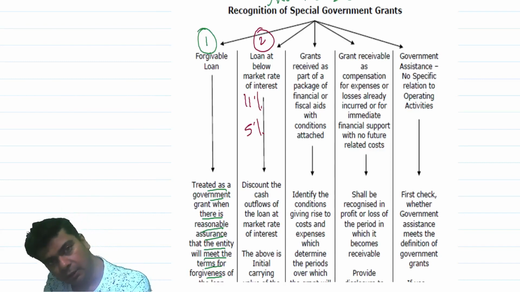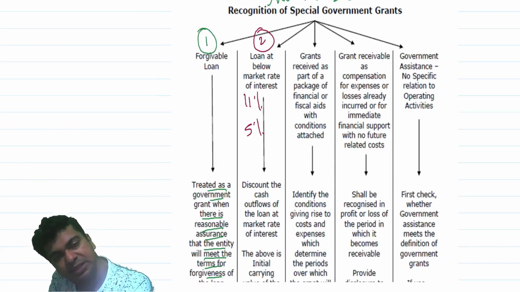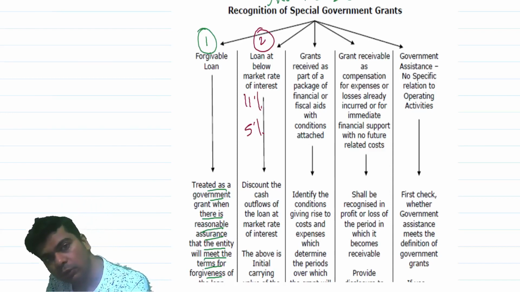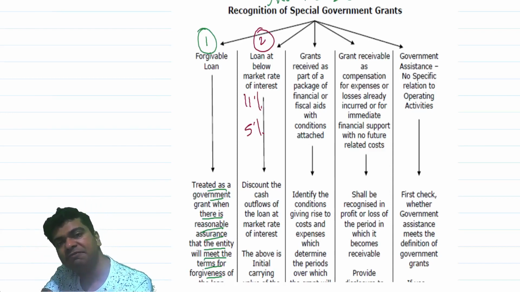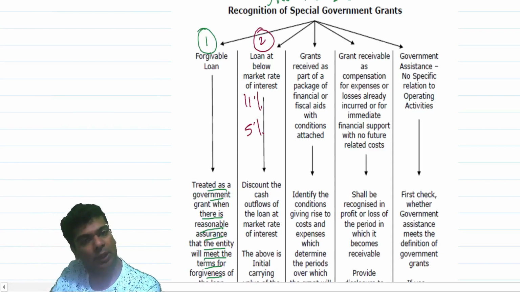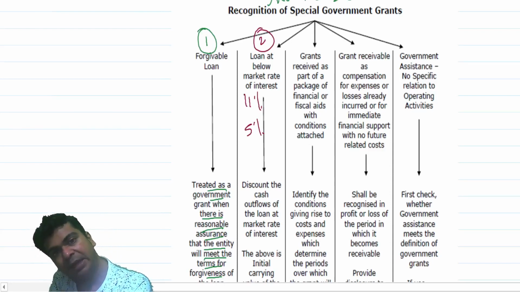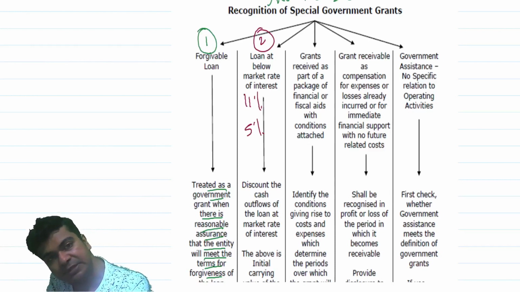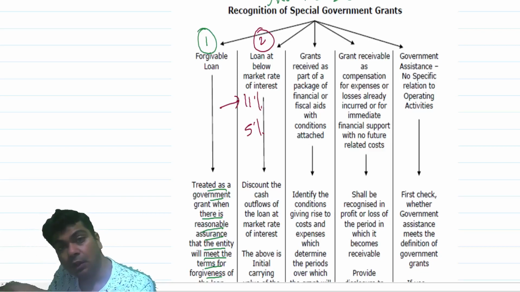What to do here? Ind AS 109 suggests that whatever are the cash outflows of this loan, you have to pay interest at 5%, so that is a cash outflow. Ultimately, the loan will be repaid, so that is also a cash outflow. These cash outflows should be discounted at the market rate of interest. In our example, the market rate of interest is 11%.